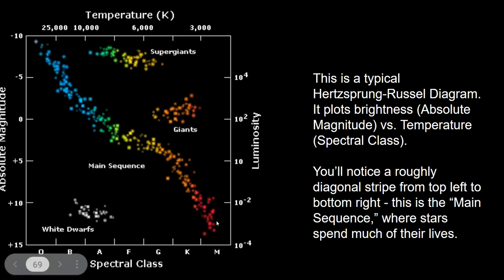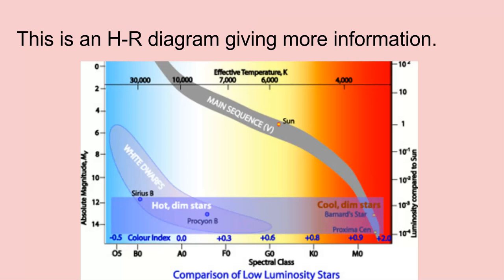As they get older, certain types of stars will become giants. Certain types of stars become supergiants. Certain types of stars, like our sun, ultimately become white dwarfs. So again, this is a complex looking chart, but it's a pretty simple idea. You've got brightness on the vertical axis, which can be measured by absolute magnitude or luminosity, and you've got temperature on the x-axis, which could be measured by a spectral class or just simply numerical temperature. Anyway, this roughly diagonal streak is called the main sequence, which is where most stars spend the bulk of their lives. Here's another HR diagram.